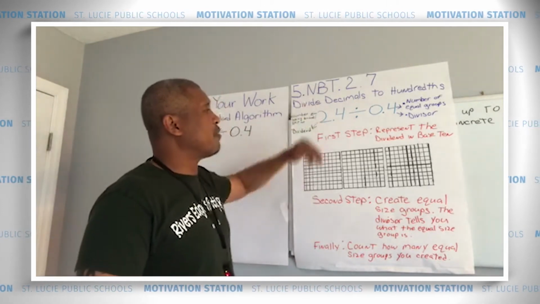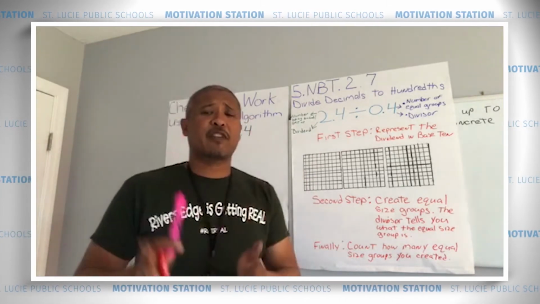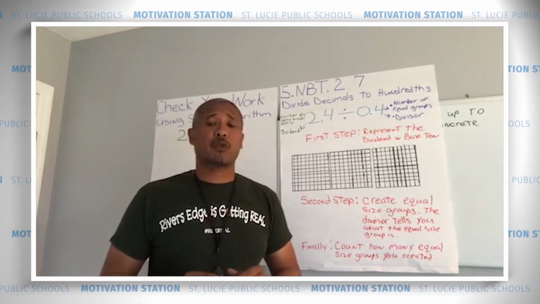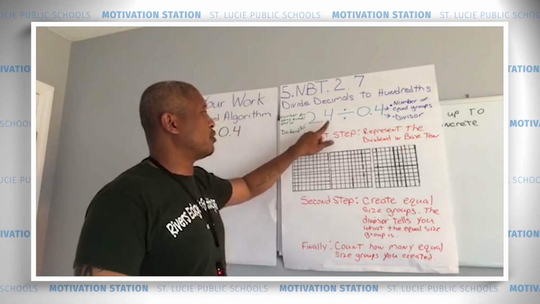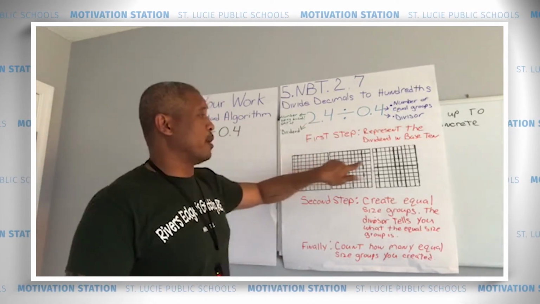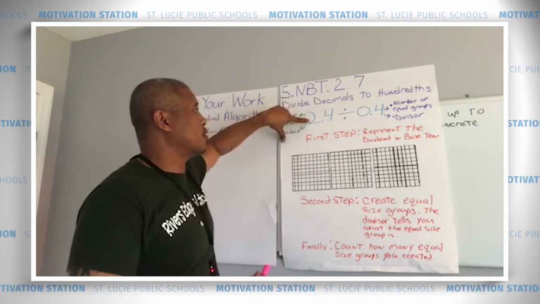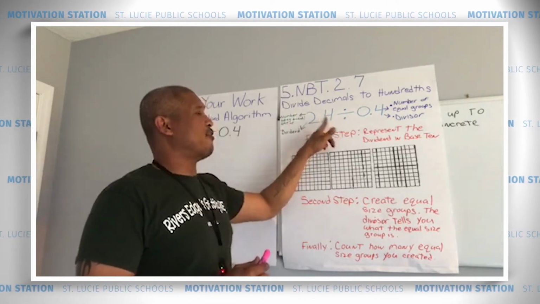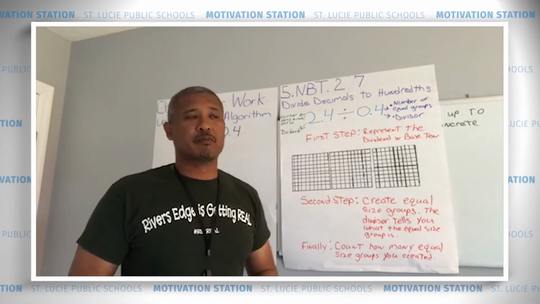So when we're solving using an area model, you first need to look at your dividend. Your dividend is going to tell you how many models to make. Since I have 2 4/10, that means I need to create at least 3 models. Because I have a whole number of 2, I created 2 models, plus I have 4/10, so I created a third model.